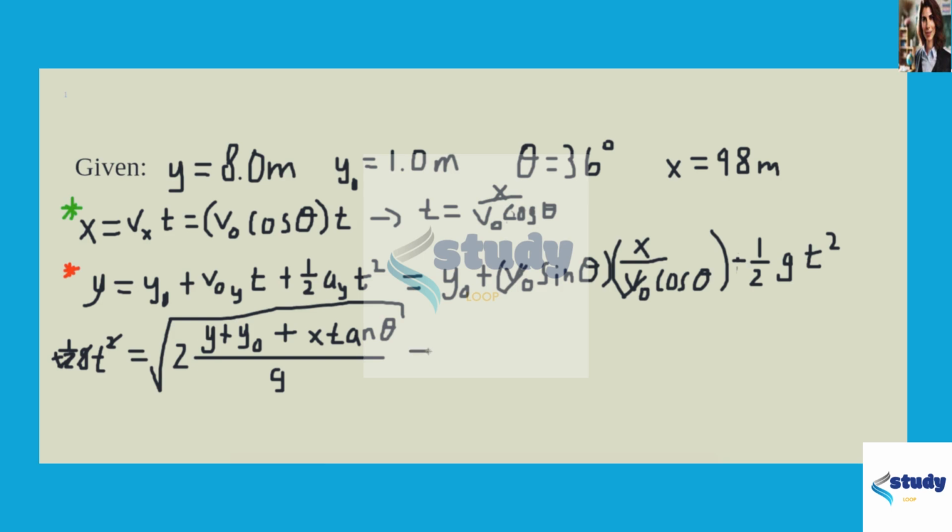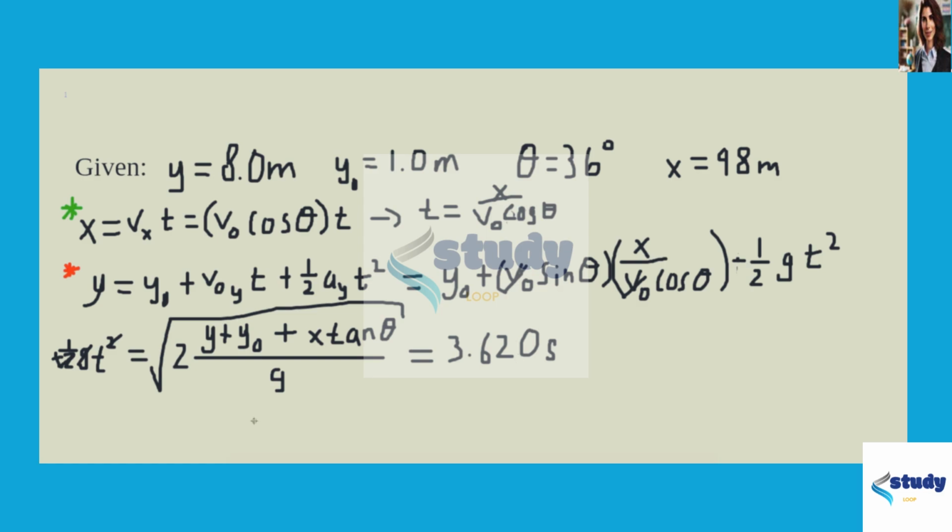If you plug in the values we have, gravity is 9.8 meters per second squared, y is 8 meters, y naught is 1 meter, x is 98 meters, theta is 36 degrees. You plug all those values into this equation, and you find that t is equal to 3.620 seconds. So now we have an actual value for t.